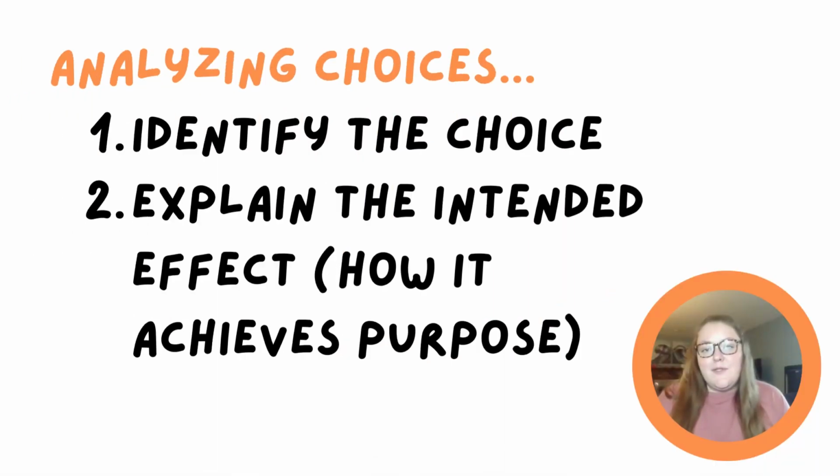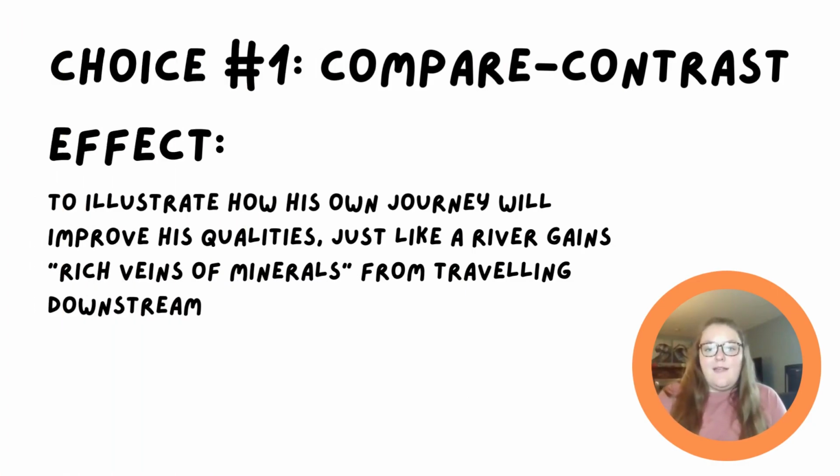Once we've assessed the rhetorical situation to identify the purpose, we can then identify the most effective choices made in the passage and explain their intended effect, or how those choices achieve that overall purpose. One structural choice that I identified in the annotation model was the use of compare and contrast. This occurs when Abigail Adams is comparing a traveler to a river. When I think about it, the effect of that choice was to illustrate how John Quincy's own journey will improve his qualities, just like a river gains those rich veins of minerals from traveling downstream.